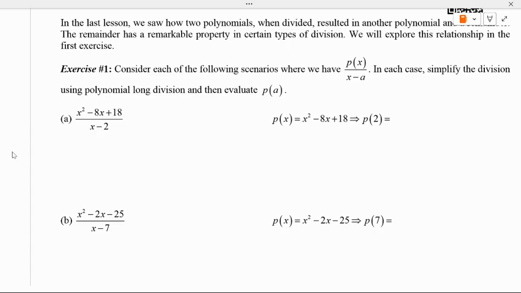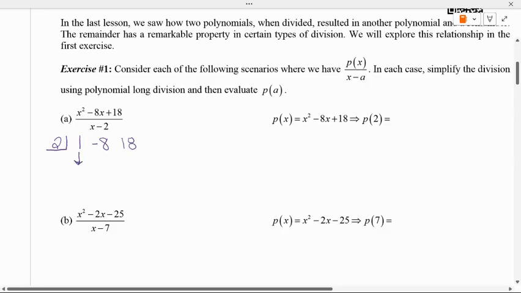Okay. So example A, what am I using as my divisor? If my factor that I'm dividing by is x minus 2, what is my divisor? Positive 2. So let's see. My first term coefficient is a 1. Then I have a negative 8. Then I have an 18.